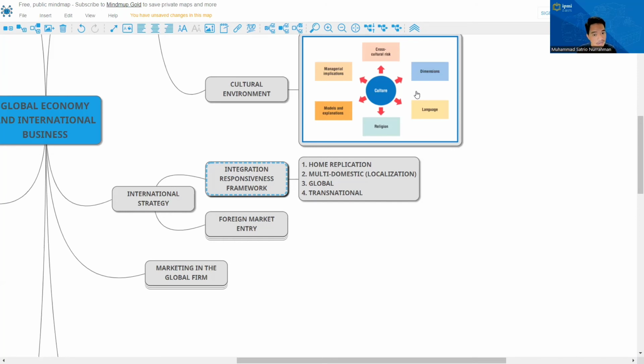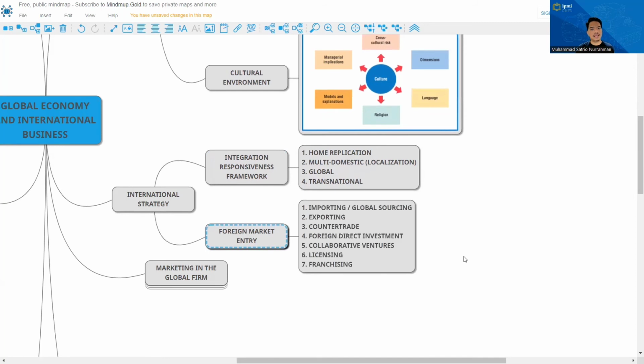And the last is transnational strategy. It can be used by the company to standardize where feasible and adapt where appropriate. The company example for this strategy is McDonald's. Now let's move to the next topic for international strategy.